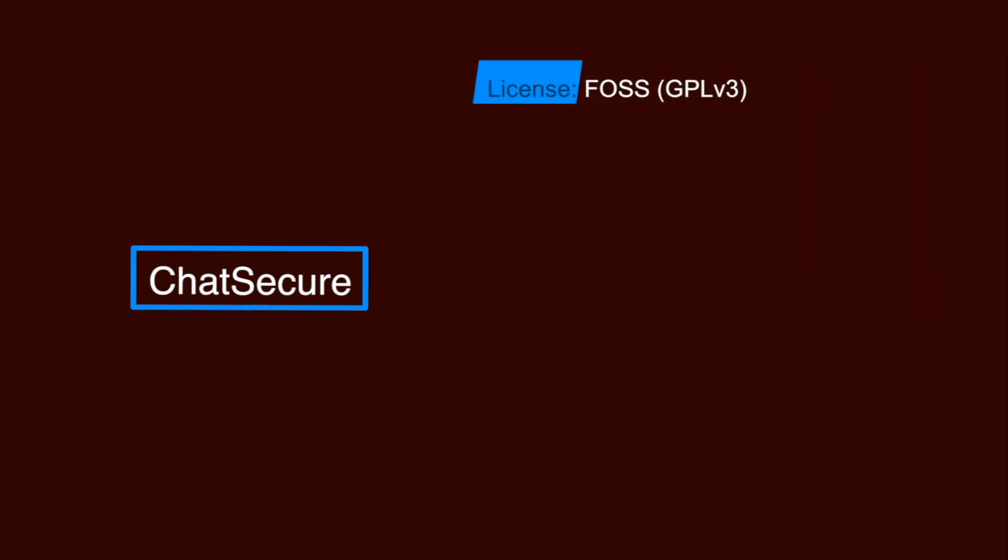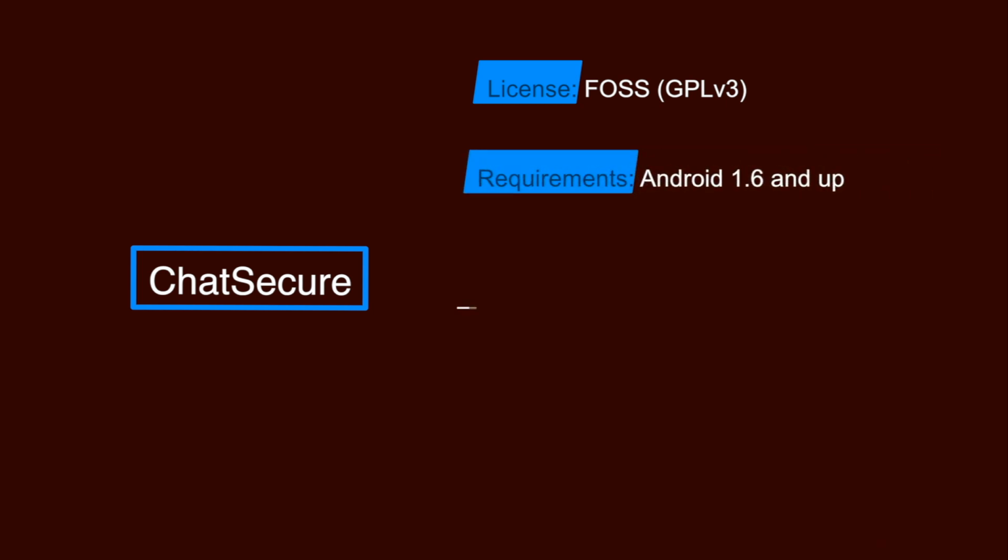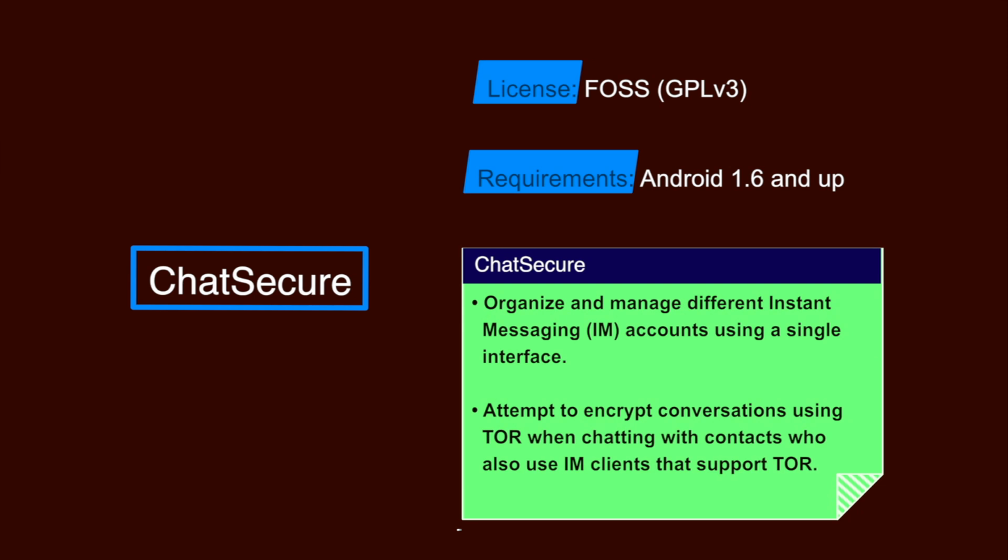Next is ChatSecure. It is again a FOSS software, and the requirements are Android 1.6 and upper versions. It is an instant messaging client that lets you organize and manage your different instant messaging accounts using a single interface. It will also attempt to encrypt your conversations using Tor when chatting with contacts who also use instant messenger clients that support Tor.